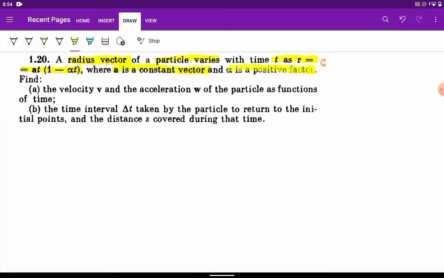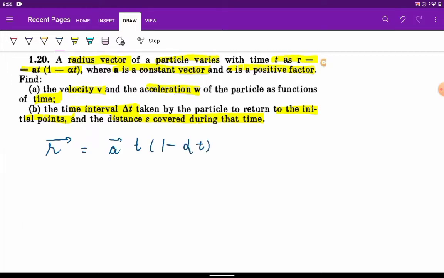alpha is a positive factor. Find the velocity v and acceleration w of the particle as functions of time, and the time interval delta t taken by the particle to return to the initial point, and the distance covered during that time. Fine. So first of all, r is equal to a t times (1 minus alpha t).